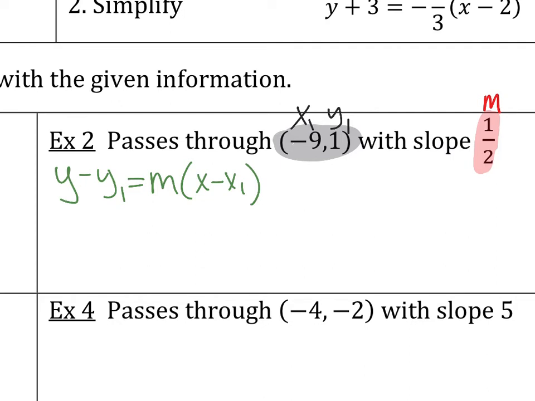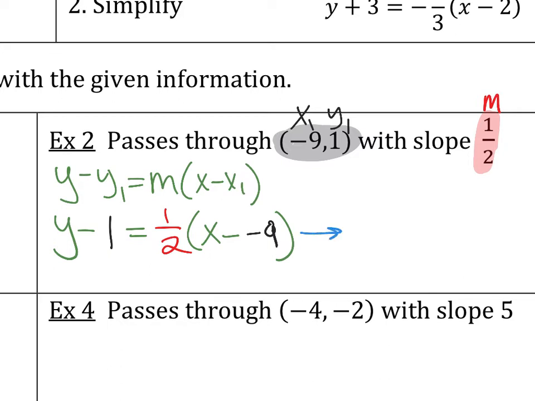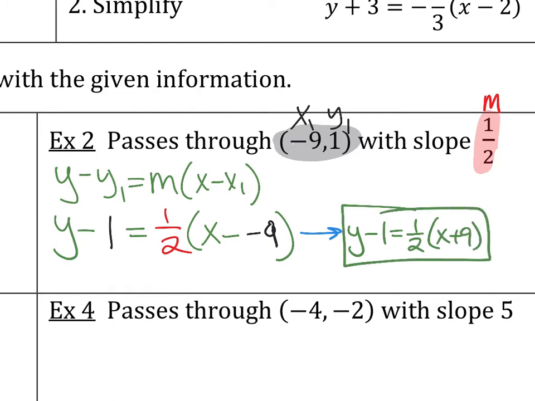And I plug in exactly what I know, which is that Y1 is 1. M is 1/2. And X1 is negative 9. Okay? So minus a minus, I need to simplify. What happens when I simplify minus a minus? So I should have boxed as my final answer: Y minus 1 equal to 1/2 x plus 9.